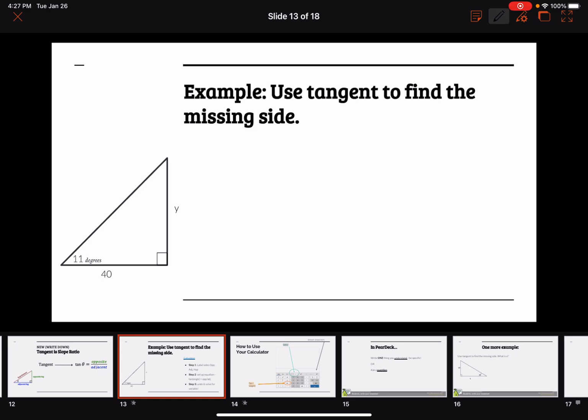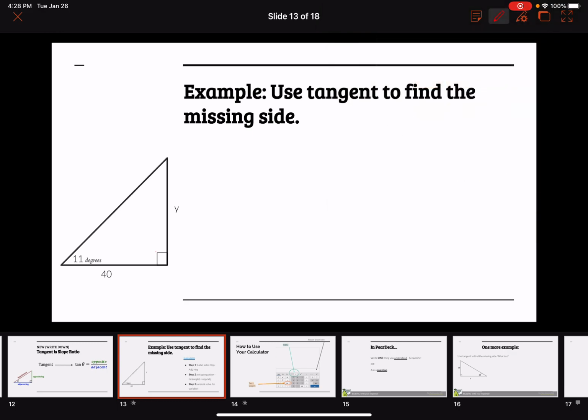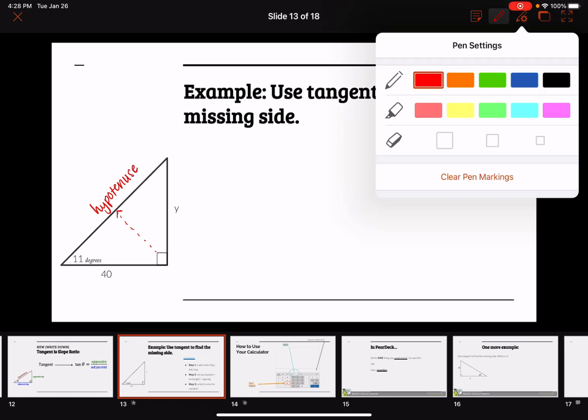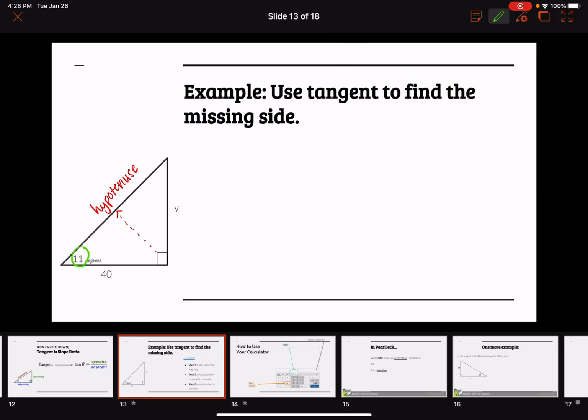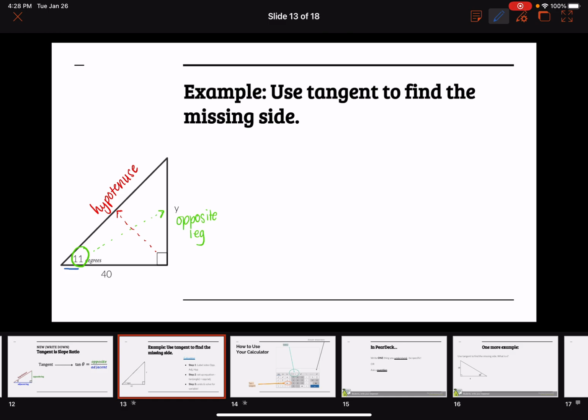Here we have a right triangle with a reference angle and sides. Our first step is to label. Across from the right angle is our hypotenuse. Here we have our reference angle. Across from the reference angle is our opposite leg. And next to our reference angle is the adjacent leg. So that was step 1, labeling sides.